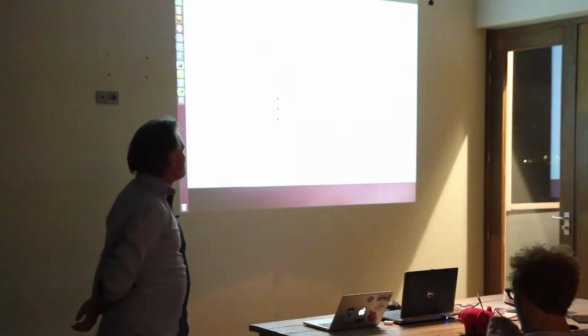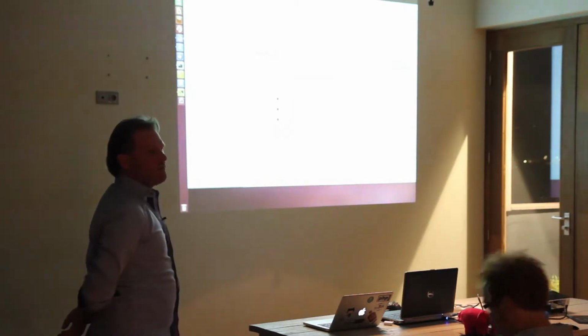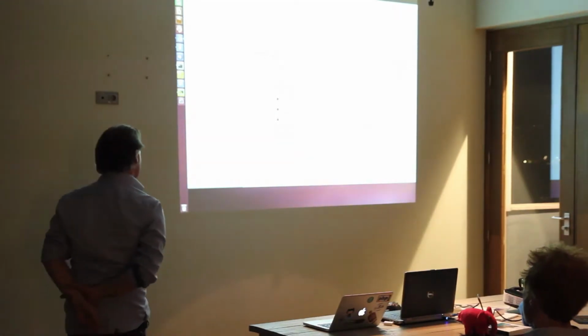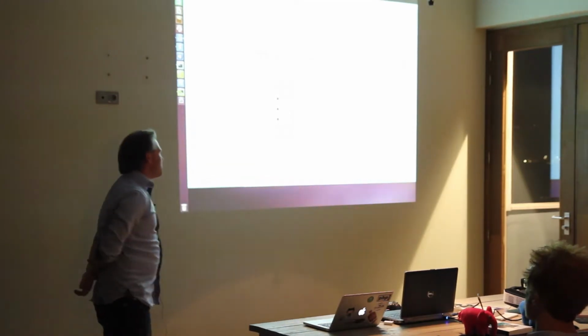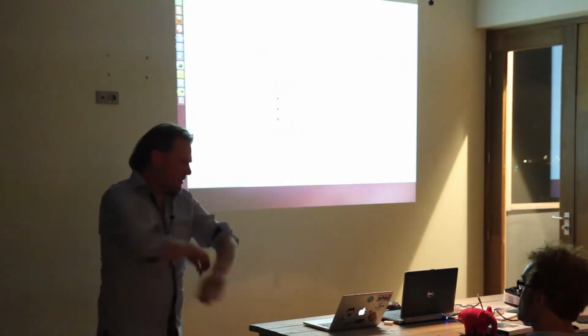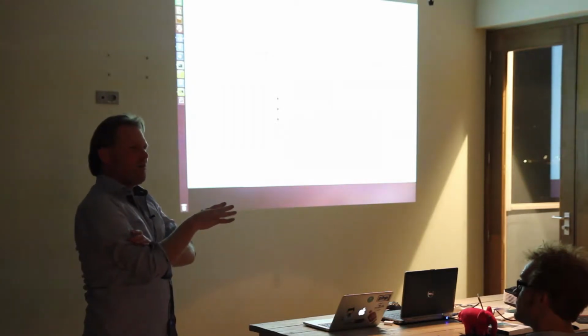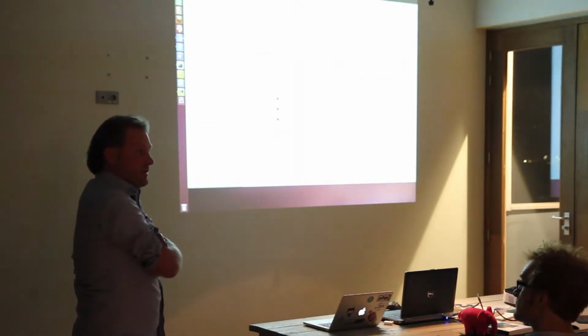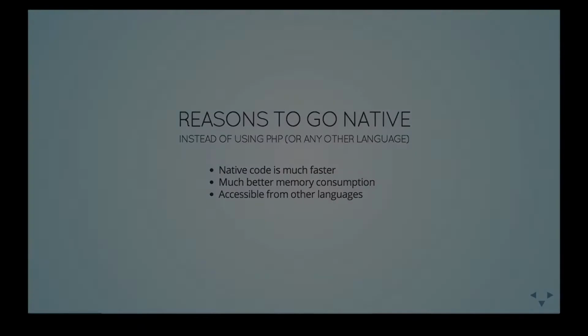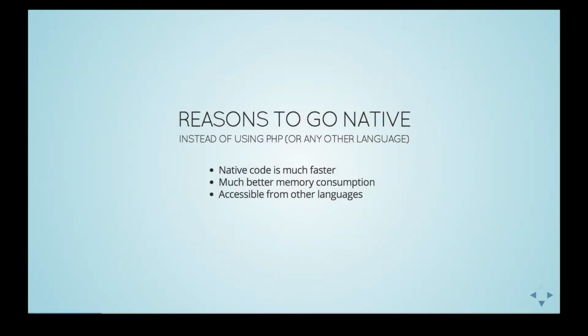There are very good reasons to go native, to use native code. It is much faster. You've seen it, you can get speed improvements of 10 times. And the memory consumption is much better. You saw the algorithm that we just ran in PHP. It created an array of 10,000 entries. It takes about 10 megabytes of memory to create that array. That's a lot for only 10,000 numbers. The C++ program only takes a couple of kilobytes. PHP is slow and it takes a lot of memory. And there's another good reason to use native code. Native code is much more accessible from other languages.